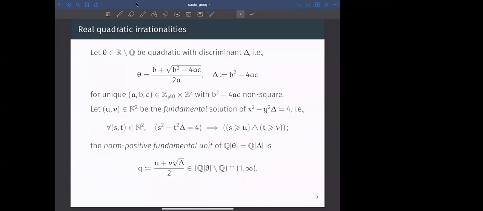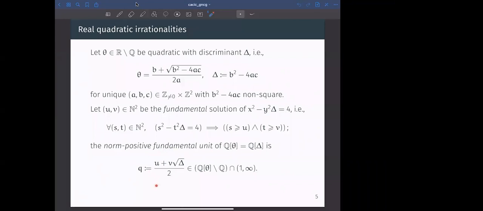So once you have this, you have the positive Pell's equation, x squared minus y squared delta equals 4, which has a fundamental positive solution, (u, v). So this means that x equals u, y equals v solve this equation, that's a pair of natural numbers. And if you have any other positive solution of the positive Pell's equation, (s, t), s will be greater than or equal to u, and t will necessarily be greater than or equal to v. And then to cut a long story short, the norm positive fundamental unit of the real quadratic number field given by theta is, all suggestively denoted by q, q equals (u plus v square root of delta) over 2.